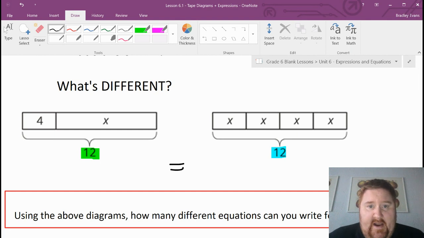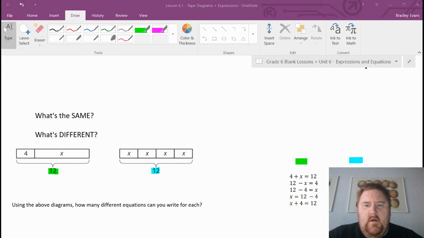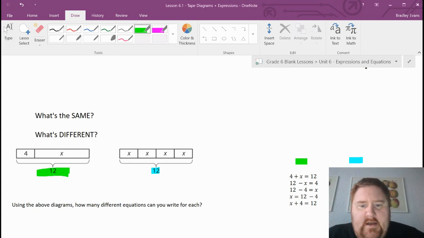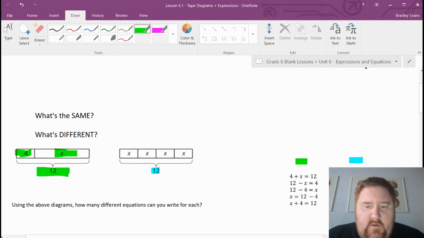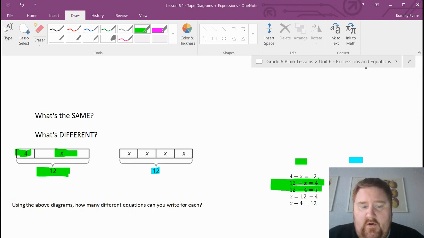Keep the letter x. Okay, so taking a look at the green one first, what you should have written down is something like this: 4 plus x will equal 12, or 12 minus x equals 4, or even that 12 minus 4 could equal x. x is equal to 12 minus 4, or x plus 4 equals 12.